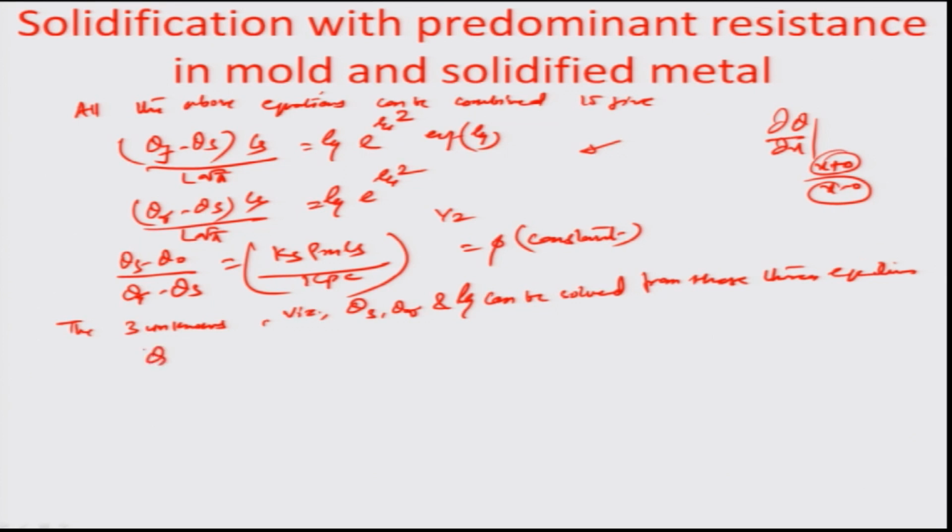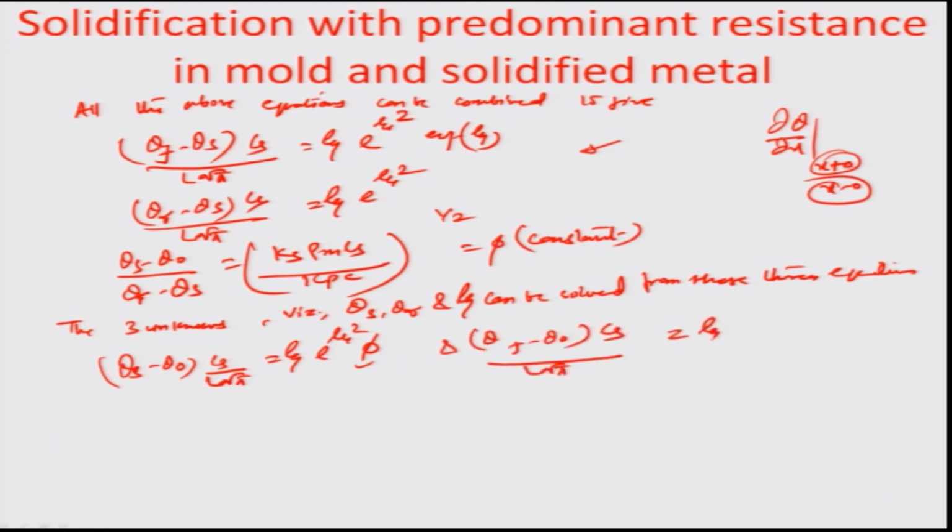As (θs − θ0) times (Cs·L/√π) equals ζ e^(ζ²) φ, φ being a constant, and (θf − θ0) times (Cs·L/√π) being equal to ζ e^(ζ²) erf(ζ + φ). Okay. So, you can just compile all this by looking at this side here.